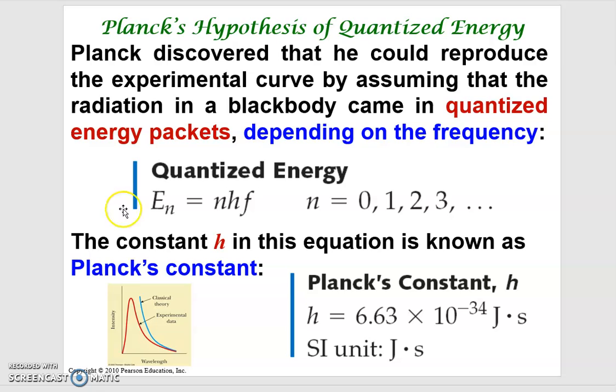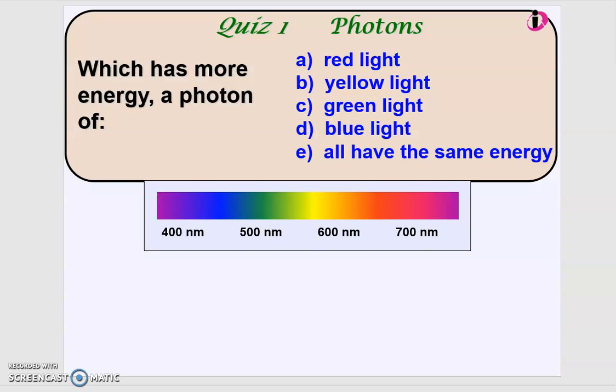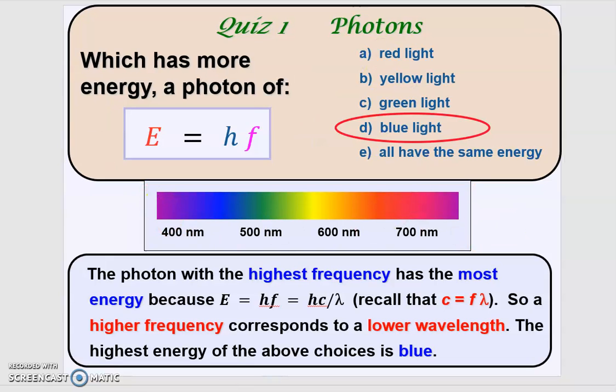If the energy is quantized in terms of E equals hf, then let's study which photon has more energy. Here I give you the wavelengths, and I also give you the color of the light. So now the answer is D.